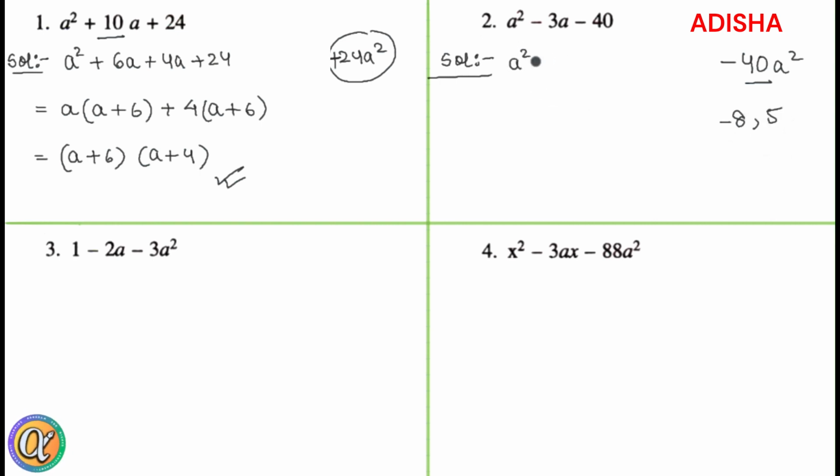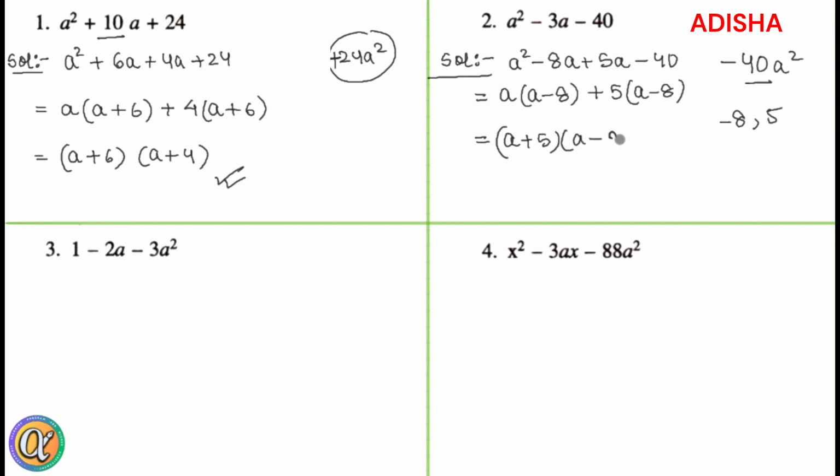a square minus 8a plus 5a minus 40. Okay, good. So a minus 8 and plus 5 a minus 8. So we get a plus 5 into a minus 8. Yes, that's correct.